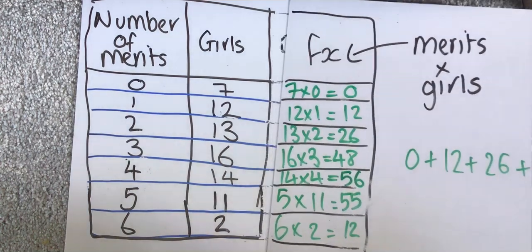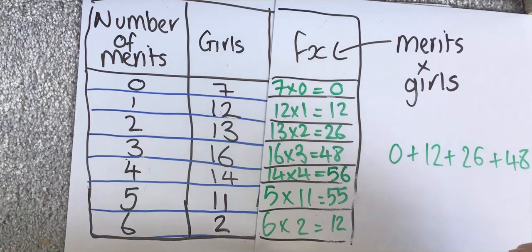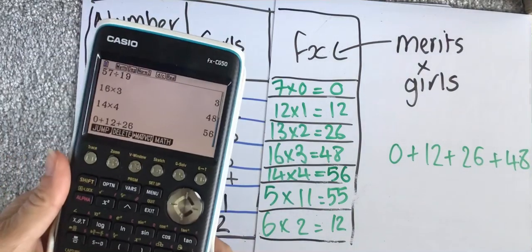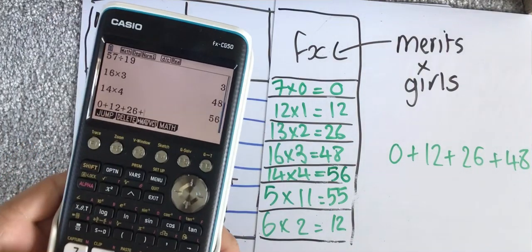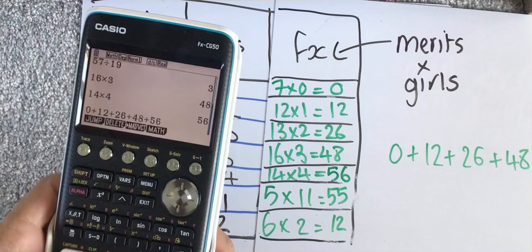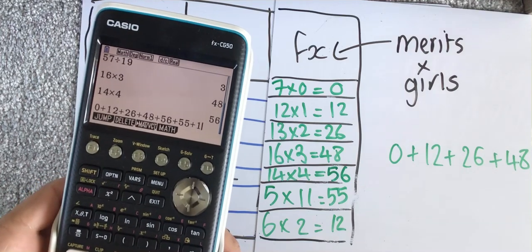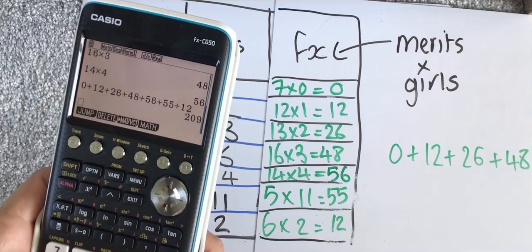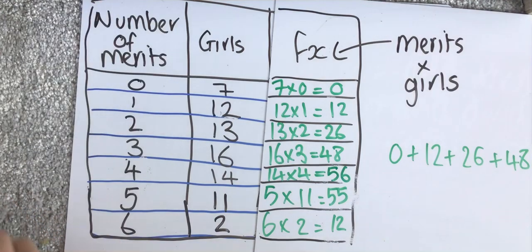And this is all going off the screen now, but I keep on going. I keep adding them all up. Okay, adding those values up. So I've got 0 plus 12 plus 26. You can see I'm just putting it in my calculator. Plus 48 plus 56 plus 55 plus 12. And I get 209. Okay, so I've got 209 merits in total.